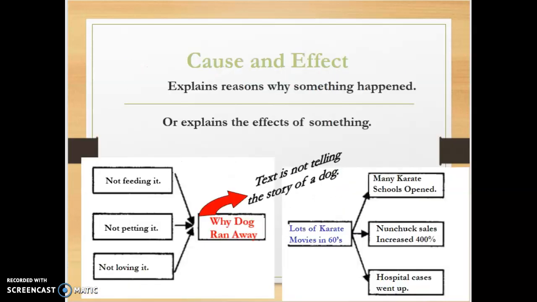This one should be familiar to you. This is cause and effect, and it explains reasons why something bad happened or explains the effects of something. So a text is not telling a story of a dog, it's telling why it ran away. So here is the cause and the effect, and then the effect and the causes. Not petting it, not feeding it, not loving it is the reason why the dog ran away. So it's not telling you a story, it's giving you information, it's giving you facts.